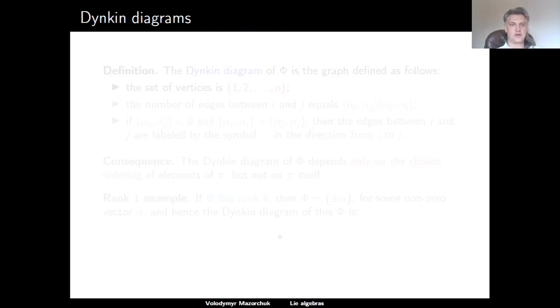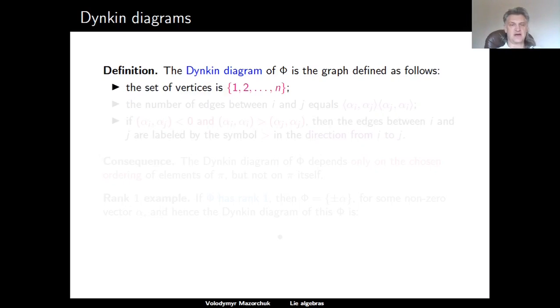The next combinatorial tool associated to a root system is the Dynkin diagram. The Dynkin diagram of a root system is a special kind of graph, which is constructed as follows. The set of vertices of this graph is 1, 2, 3, and so on up to n, which is naturally identified with the elements in our basis Π. The number of edges between the vertex i and the vertex j, which is different from i, is equal to the product of the angle bracket between αi and αj and the angle bracket between αj and αi. So this graph by definition contains no loops.